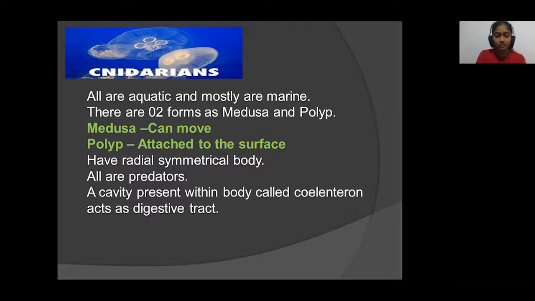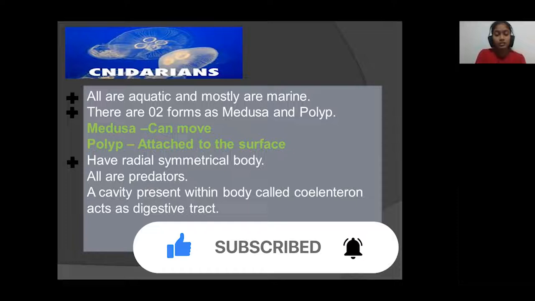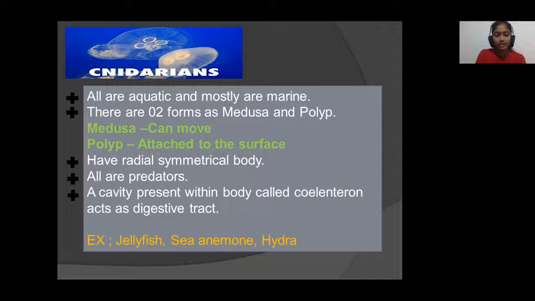They all are aquatic and mostly are marine. They have two forms, Medusa and Polyp. Medusa means free-swimming, and Polyp means attached to a surface. They have a radially symmetrical body. They all are predators. A cavity known as the coelenteron acts as a digestive tract. Examples: jellyfish, sea anemone, hydra.